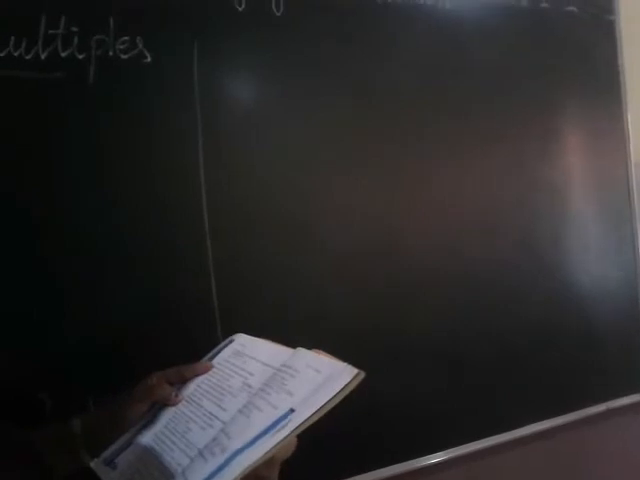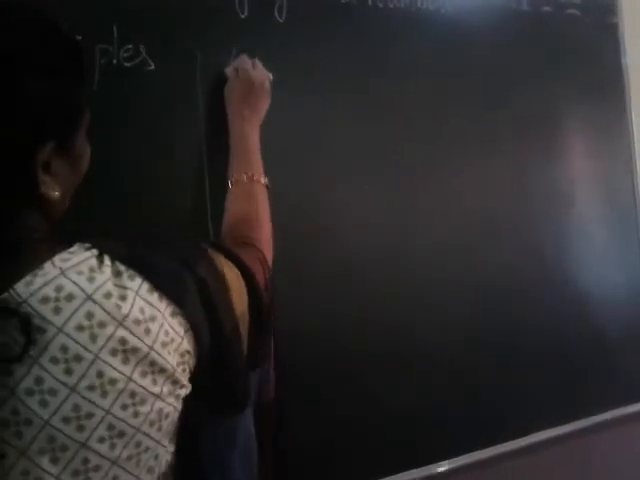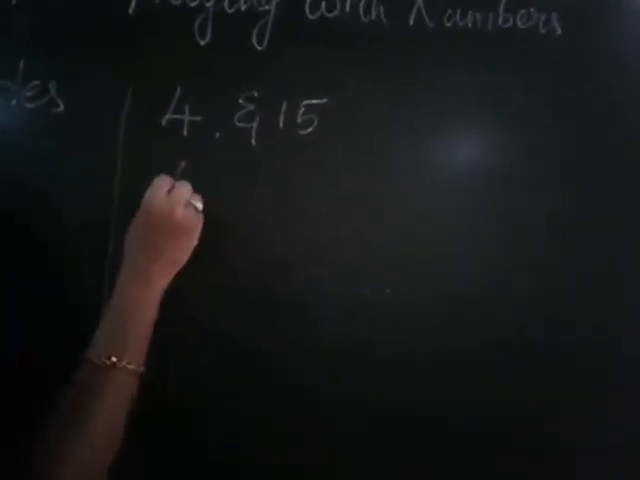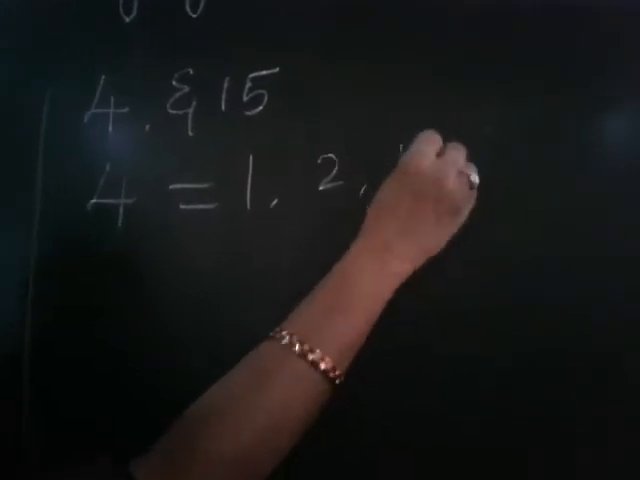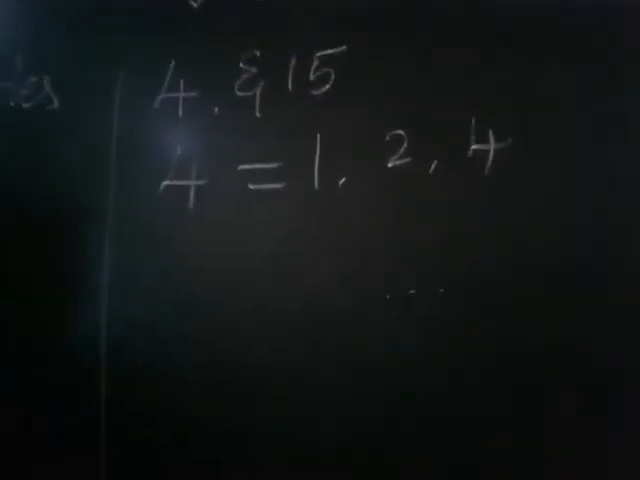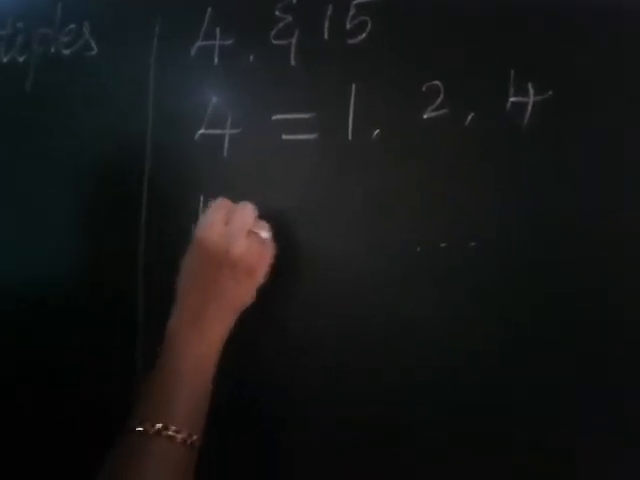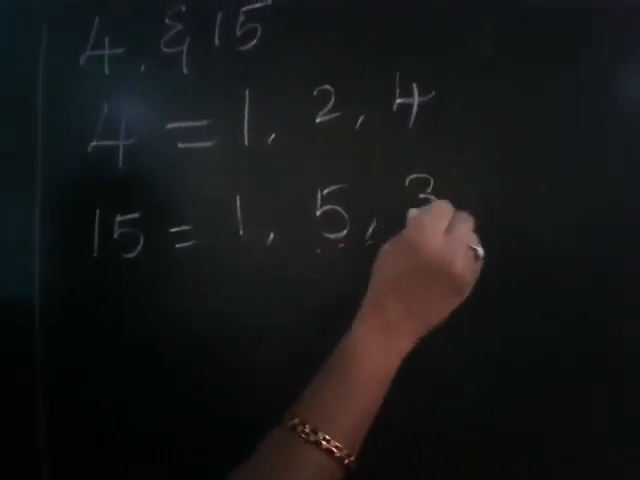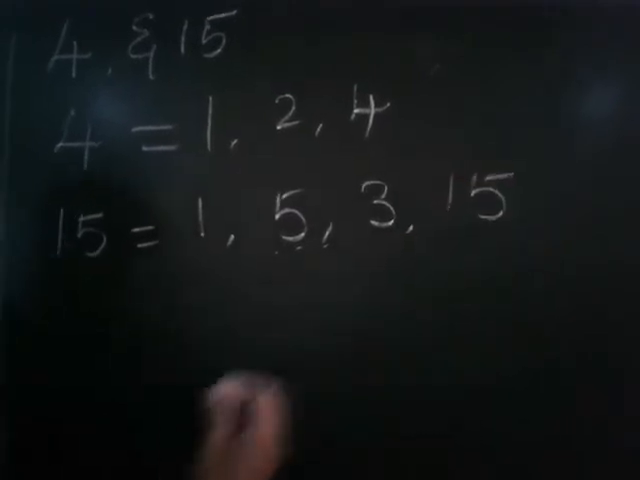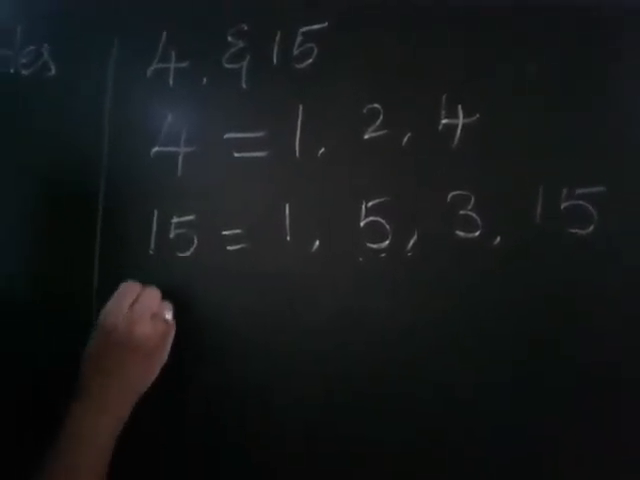Two numbers having only one as a common factor are called co-prime numbers. 4 and 15 are. Now I am taking one more example, 4 and 15. I am going to write the factors for 4: 1, 2, 4. Correct? For 15, what are the factors? 1, 5, 3, 15.